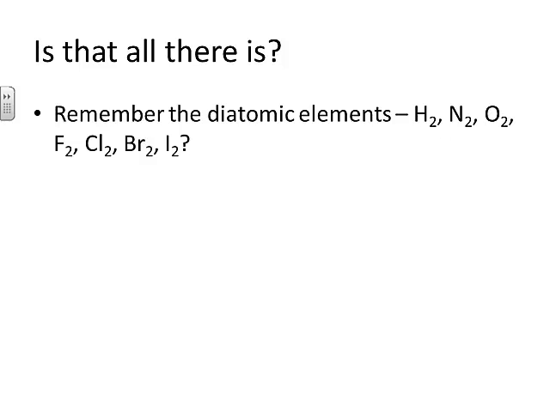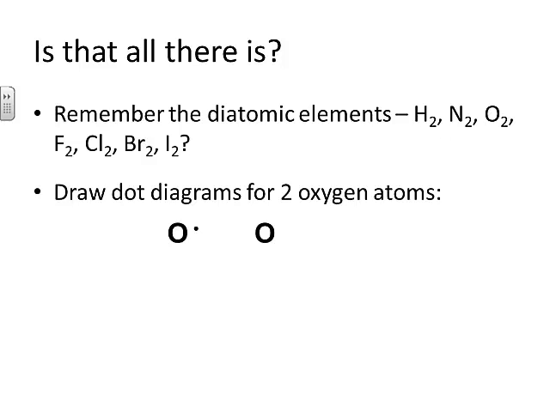Now, is that all that there is? Let's remember the diatomic elements, H2, N2, O2, etc. Those 7 elements, most of which form the shape of a 7 in the periodic table other than hydrogen. If we draw dot diagrams for 2 oxygen atoms, they would look like this, each having 6 valence electrons.